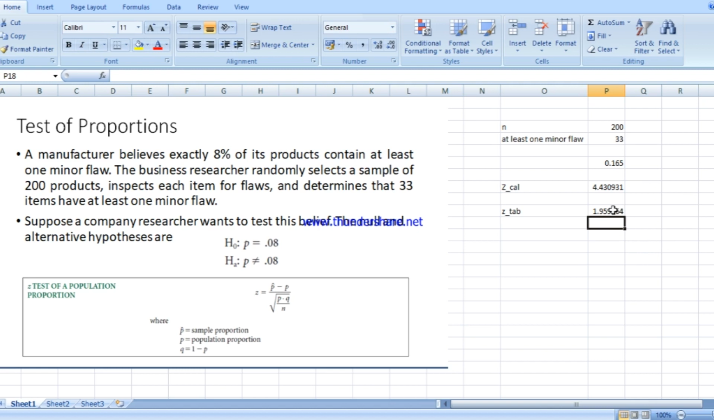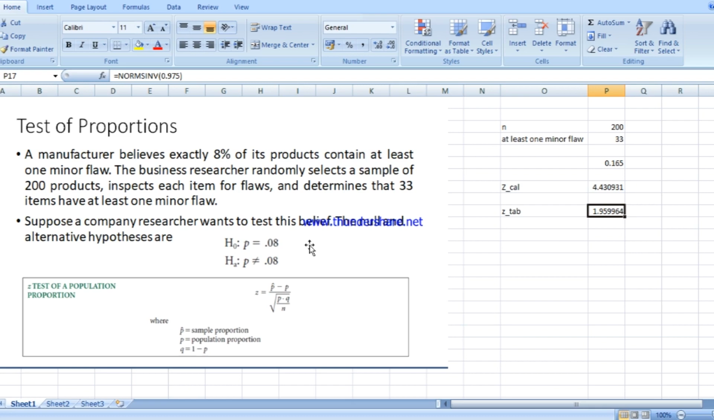So our z calculated is coming out to be greater than z tabulated, and hence we say that our null hypothesis is rejected. As per this case, our sample evidence does not give enough information to support H0, or the belief of the manufacturer does not hold as per the given sample information. With this example, let's proceed to the formal process of hypothesis testing.